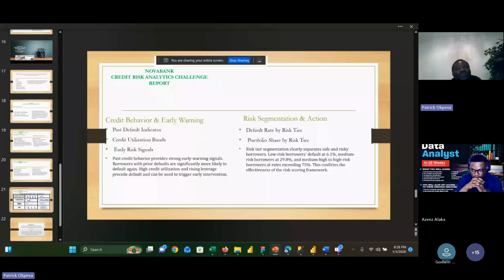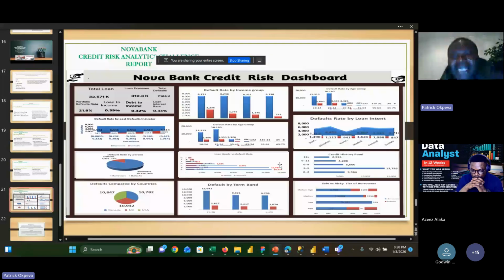And here is a dashboard that actually tells more of the story about the Nova Bank credit risk analysis, and how we have a total loan of 32,571K, loan exposure 312.3K, total default of 7,109, and a portfolio default rate of 21.8%, loan to income 0.29%, debt to income 0.32%, loan interest rate of 0.33%. Default rate by income group.